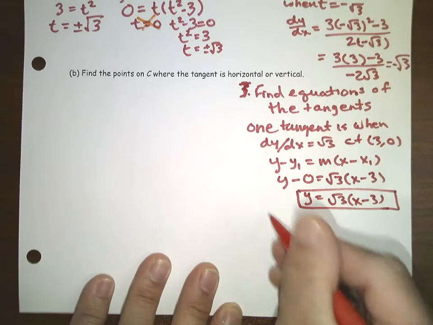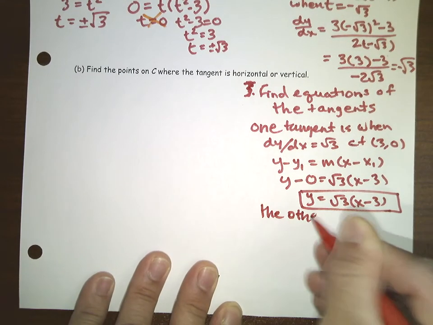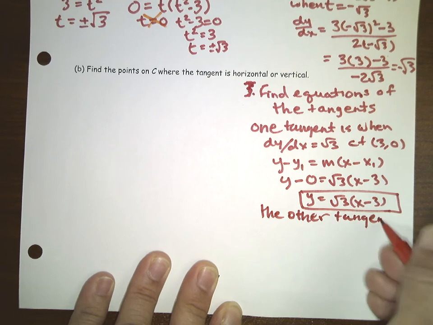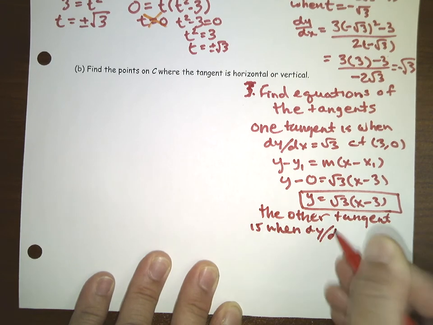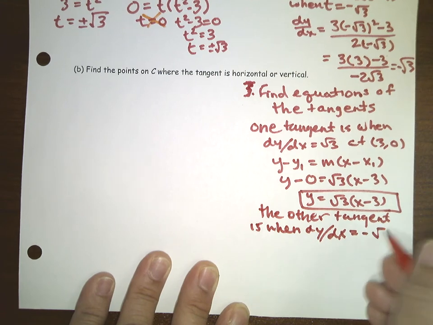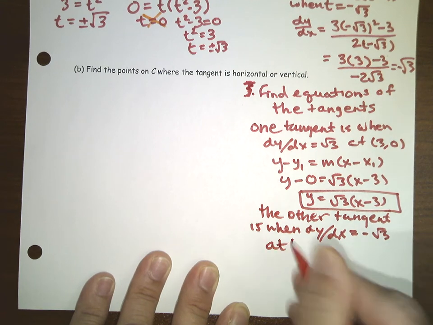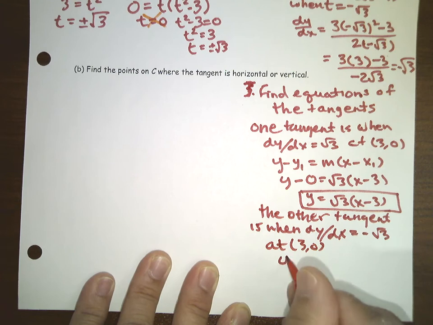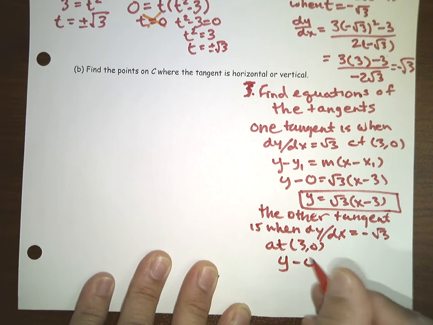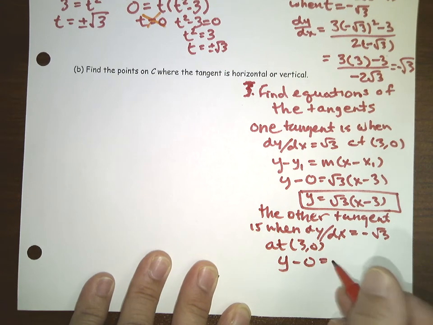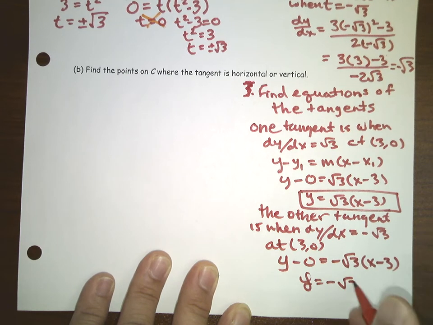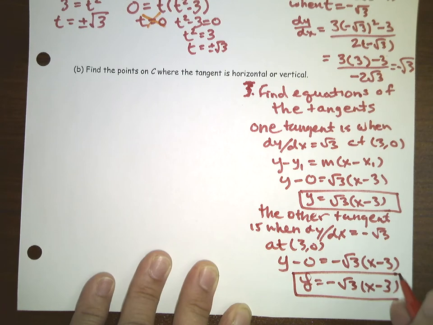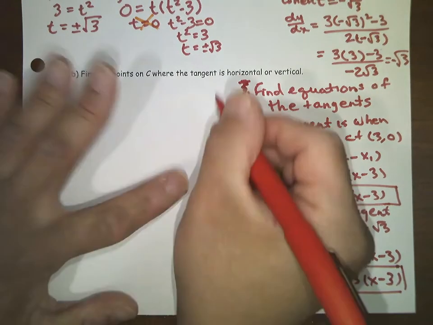And the other tangent is when the dy/dx is equal to negative square root of 3, and that's at (3, 0). So, same similar process. We have y minus 0 is negative square root of 3 times x minus 3. So y is negative root 3 times x minus 3. All right, what a time to be alive. There are the two tangents.